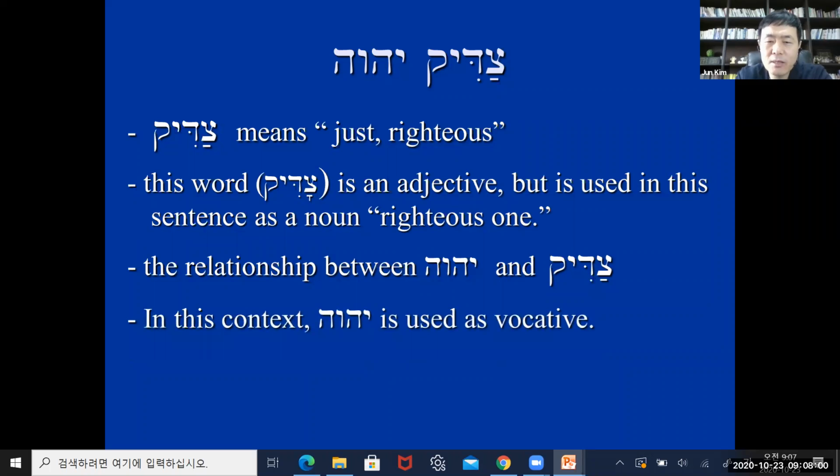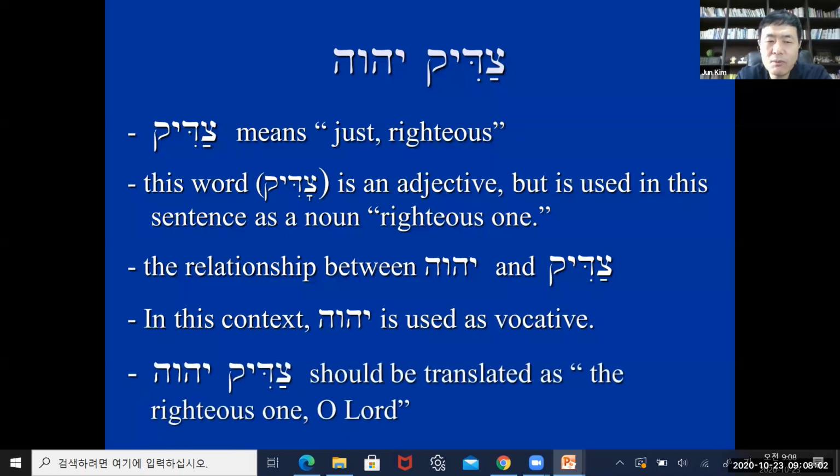The relationship between Adonai and tzaddik: in this context, Adonai is used as a vocative. So what is your translation for tzaddik Adonai? It should be translated as the righteous one or Lord. I know it could be a little bit tricky, but you will know how to see those things from the context. But talking about your assignment or translation quiz, it's not a big deal, because even if you put it as adjective, we will take it as a right answer. Okay, but it is all about having smoother translation.